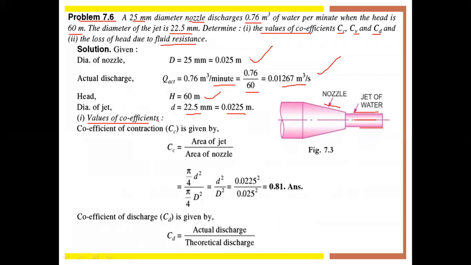The coefficient of contraction CC is given by area of jet divided by area of nozzle. The area of jet is pi d square by 4, and the area of nozzle is pi D square by 4. Cancelling pi by 4, you get d square by D square, where d is the diameter of the jet and D is the diameter of the nozzle. Therefore, this is 0.81.